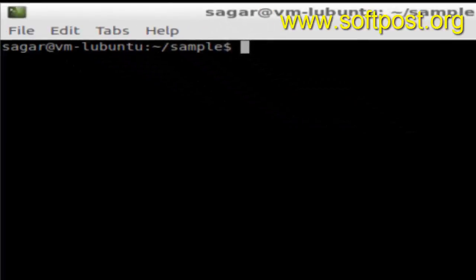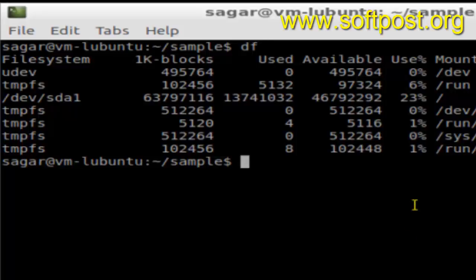Hi there, in this video I'm going to explain how you can check the disk space in Linux. For that you have to use one command in the command shell, that is df, and then hit enter, and it will display all the information related to the disk usage.